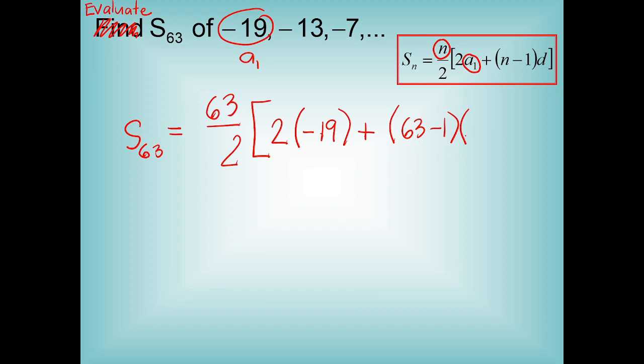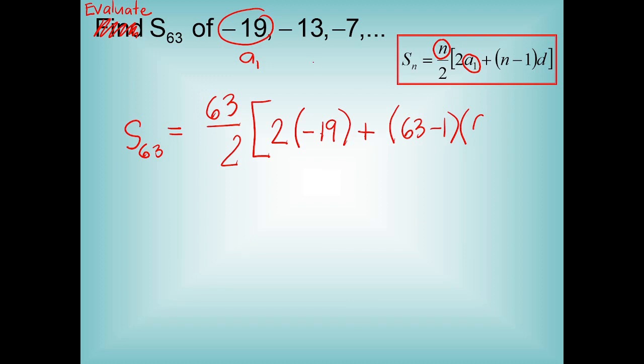Positive 7. Sure? Positive 6. Is positive 6 sure? Is it, which is which? Again, you tell me, is it positive 6? Is it negative 6? Is it 7 or negative 7?